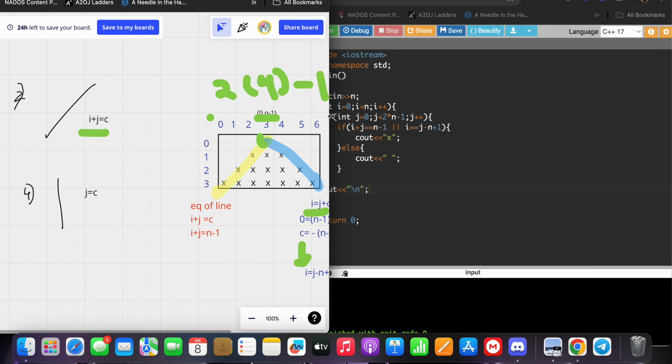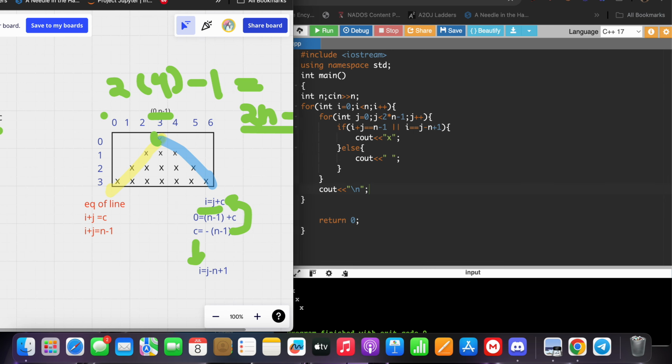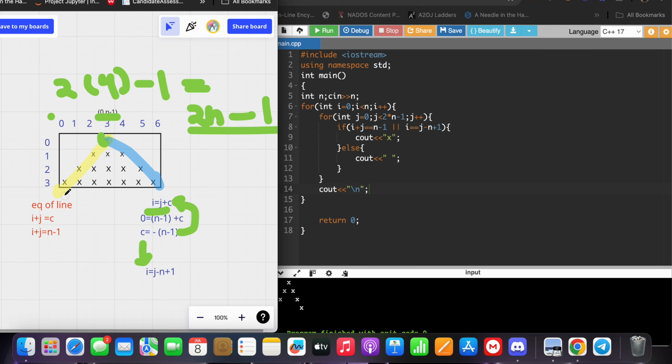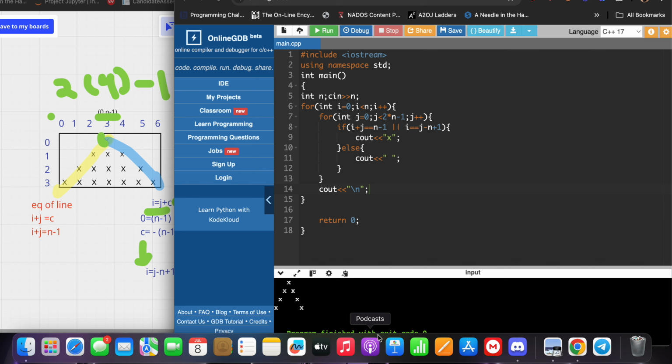Basically, after deriving these equations, we're just following this step only. We are finding the equation of the line. We know that the line equation is i plus j equals c. So i plus j equals n minus 1, because there are n minus 1 points, and here the line goes to 2n minus 1. So here we have put the loop 2n minus 1, j plus plus. Then we'll put a conditional check to print the pyramid if we want to print just this part. So it has printed this part.